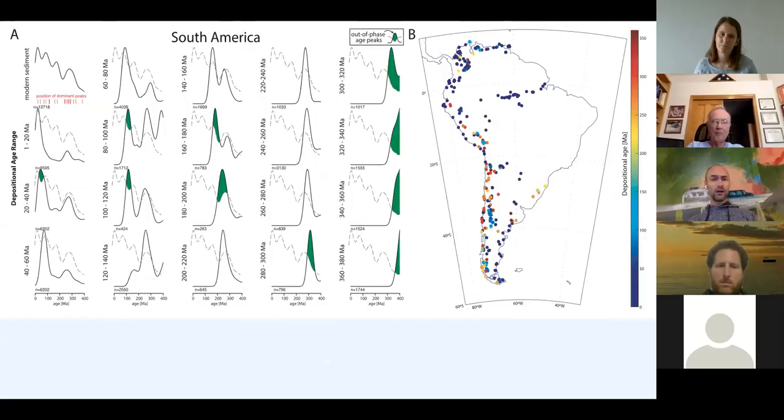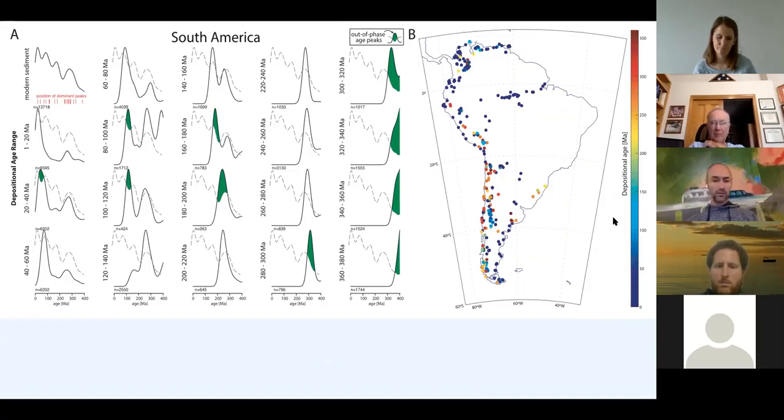We see a similar thing from South America. I've got here a map of South America showing where all the samples came from, colored by their depositional age. Similar situation: we see out of phase age peaks marching through time until they become in phase here at 260 to 280, and then marching forward with time until again they are out of phase, and then back into phase and out of phase until the present. So again, this seems to imply that there was never a time without Phanerozoic magmatism in Asia or South America.